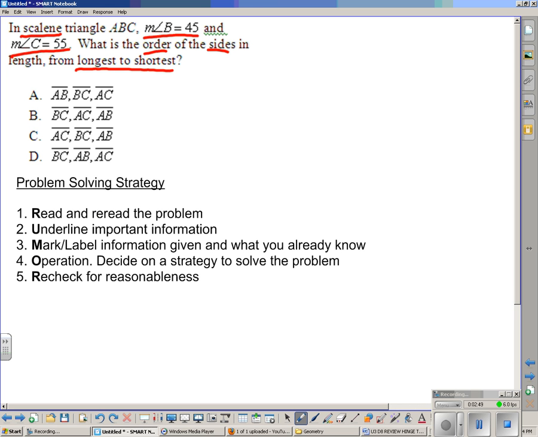Okay, I've reread my problem. I've underlined the important information. Let's move on to M, which is mark and label information given and what you already know. So in order to mark or label up anything, we need a diagram to mark or label that up. So we were talking about a scalene triangle, ABC.